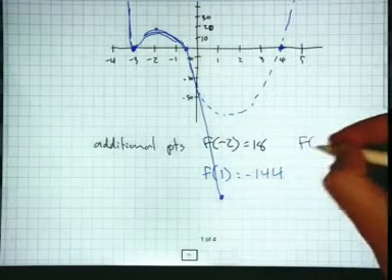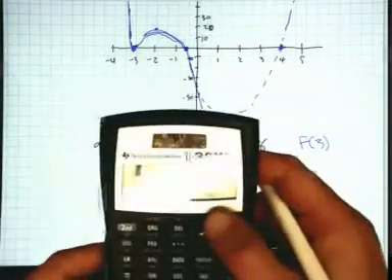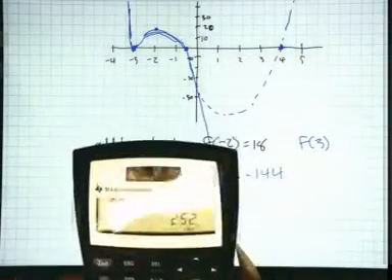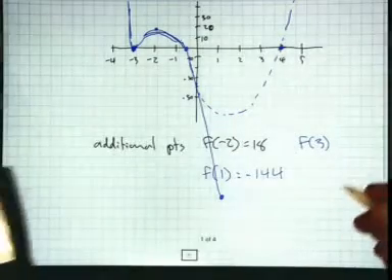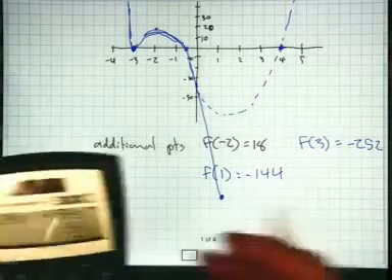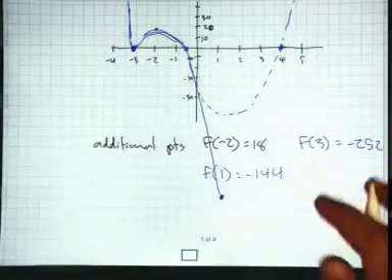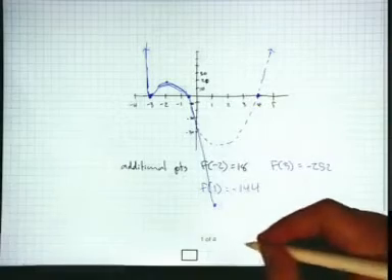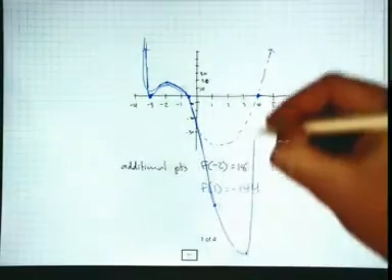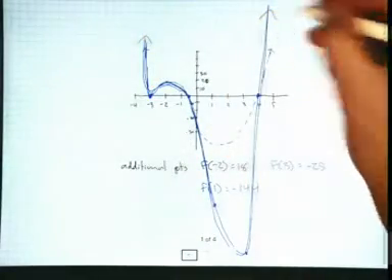If we want to do f at 3, all I have to do in my calculator is do 3, enter, scroll up. Wow, it's even going down further than that. F at 3 is equal to a negative 252. But if you do 4, look, we get 0. So that even goes further down, way down here. So the graph is really looking something like this. And that's the sketch of our graph.